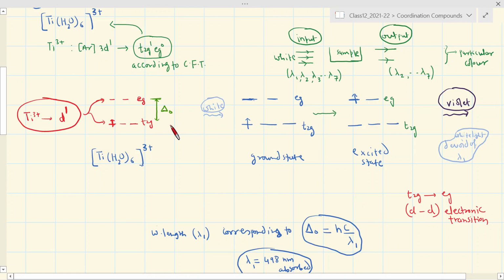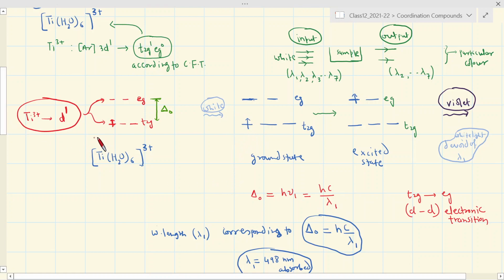So one can actually establish the relationship between the crystal field splitting energy delta O and the wavelength of light that is absorbed by the electron in order to transit from t2g to eg orbitals, and that can be very easily given by this relation: delta O is equal to h nu1, where nu1 is the frequency of the photon that is being absorbed by the electron, and that can be then translated into the wavelength factor. So here h is the Planck constant, c is the velocity of light, and lambda 1 is the wavelength that is absorbed by this particular electron.